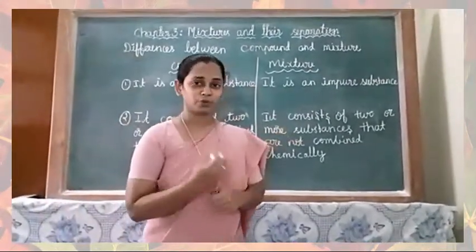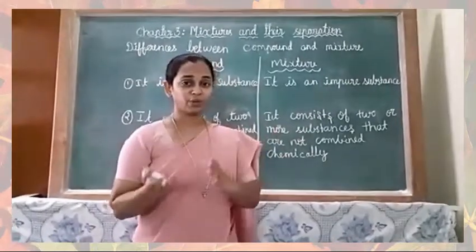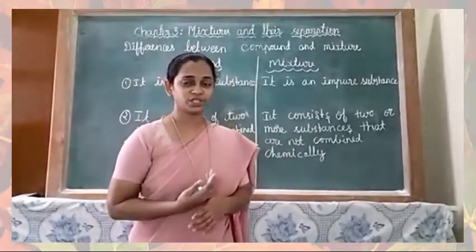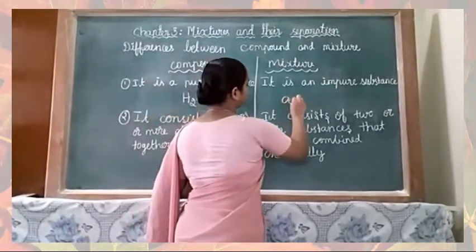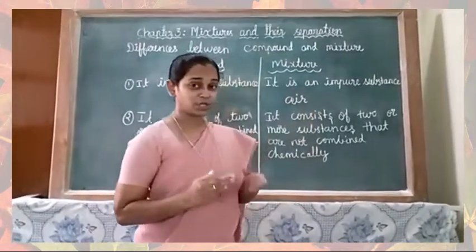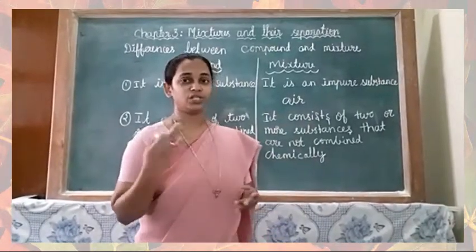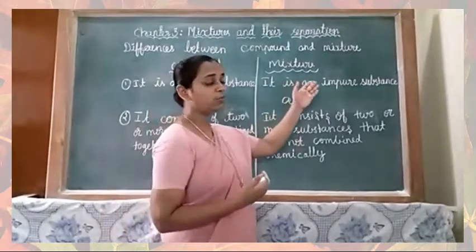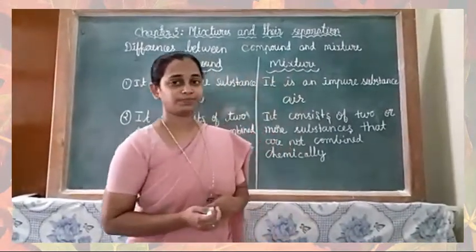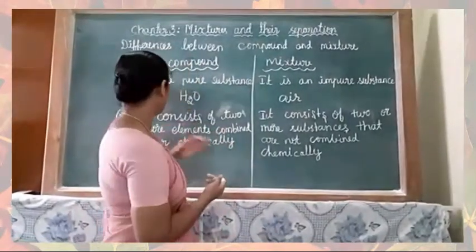Mixture is an impure substance. What is an impure substance? If anything is made up of 2 or more substances, it is called a mixture. For example, air. Air is a mixture of a number of gases such as oxygen, nitrogen, carbon dioxide. So air is an impure substance.